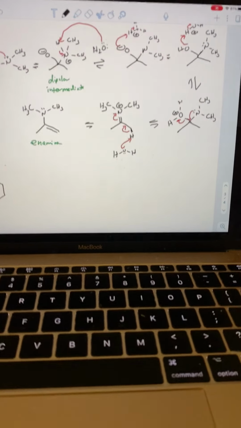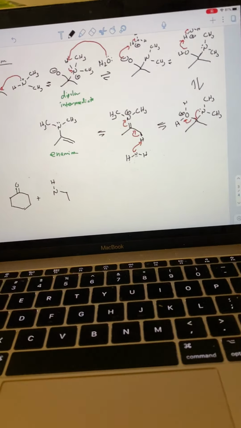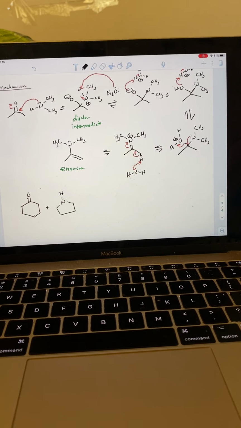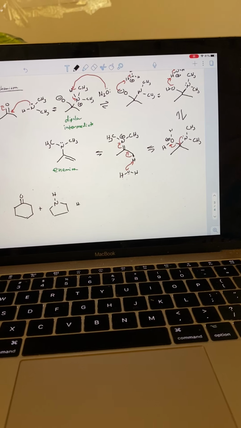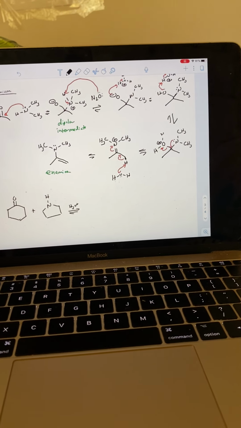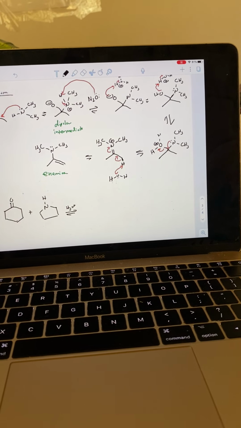Let's put this in a ring. So let's take the cyclohexanone, plus this is a classic one. Let's use a 5-membered ring, okay? So we'll treat this just with a little bit of acid, and we'll see what the enamine product is that's formed.